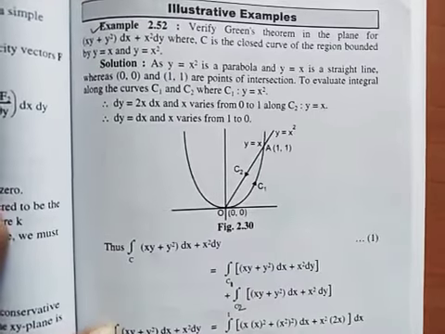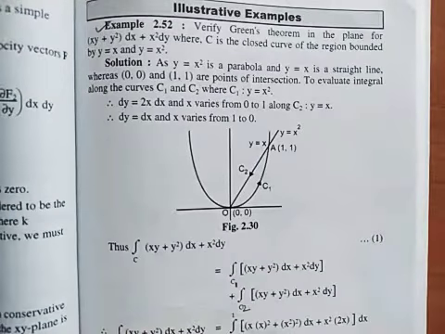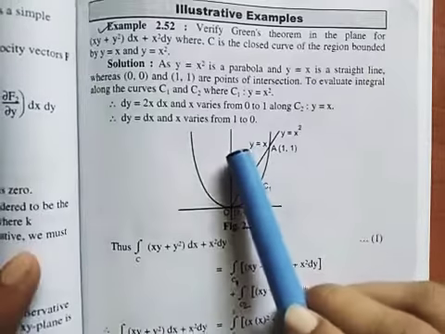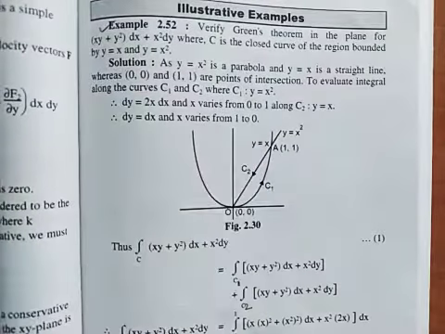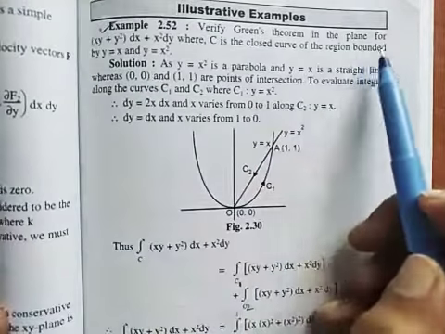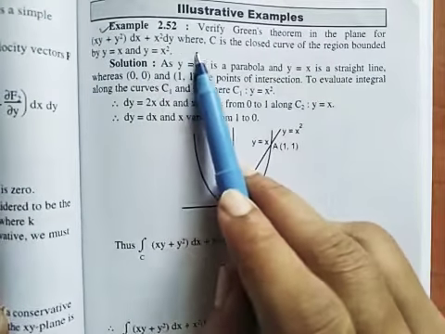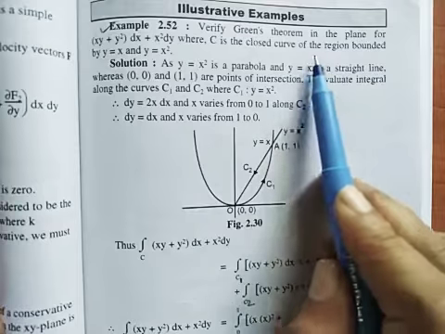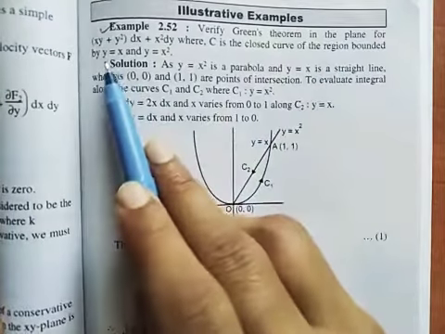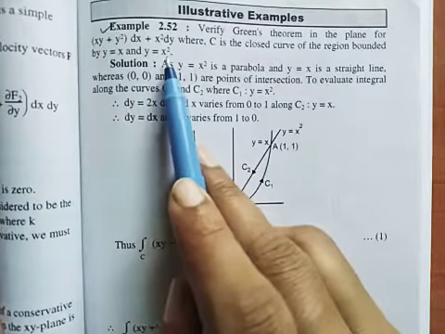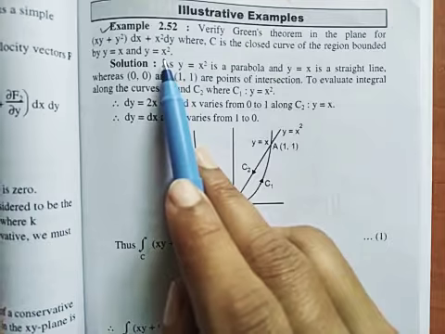Hello students, let's solve some more examples on Green's theorem. The first example is: verify Green's theorem in the plane for (xy + y²) dx + x² dy, where C is the closed curve of the region bounded by y = x and y = x². So what is the region?